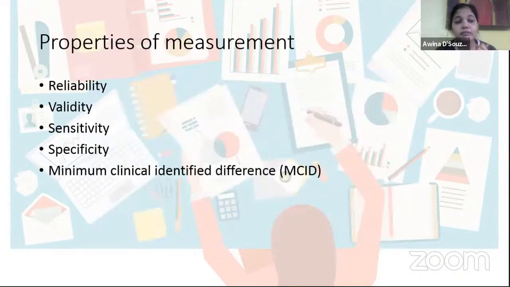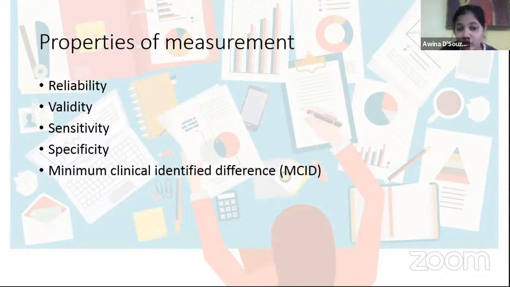Coming to reliability and validity: reliability is how much your data is free from error. Validity is whether your device or outcome is going to measure what it is supposed to measure. Sensitivity is the portion wherein it is measuring the positive, for example, whether you are going to measure the positive part correctly or not. And specificity is, are you going to measure the negative part correctly or not.